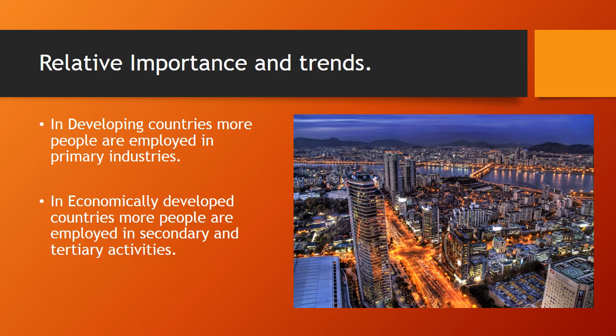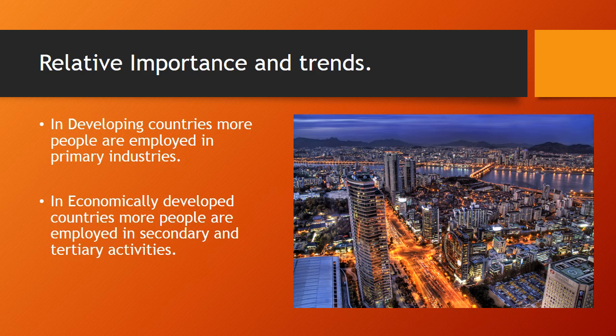When we look at different countries, we can see the importance of each sector being different in different stage economies. When you look at developing countries, you can see more people are employed in the primary sector. Countries such as Bangladesh, India, Pakistan, and Nepal have more people working in agriculture, farming, and fishing than those countries that are developed, such as the UK.